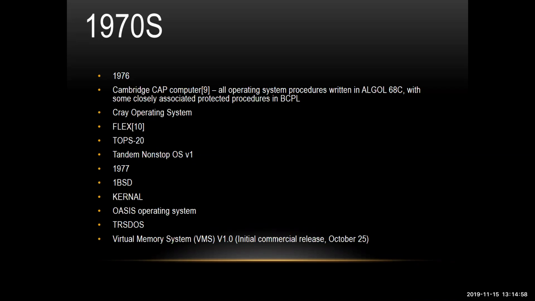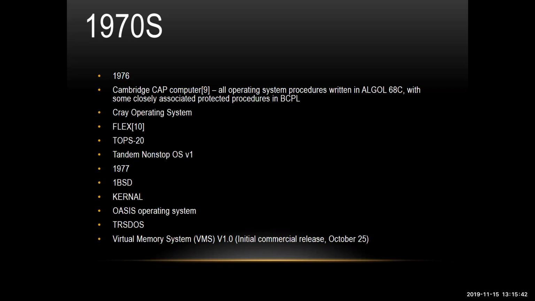And then we also had the Oasis operating system. Theos, which translates from Greek as God, is an operating system which started out as Oasis, a microcomputer operating system for small computers that use the Z80 processor. And then we also had the TRS-DOS. It is the operating system for the Tandy TRS-80 line of 8-bit Zilog Z80 microcomputers that were sold through Radio Shack from 1977 through 1991.